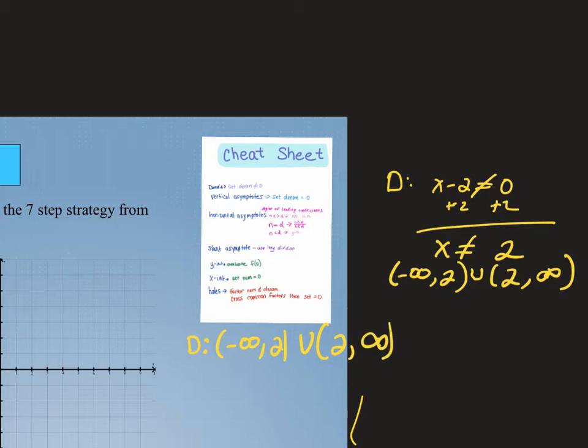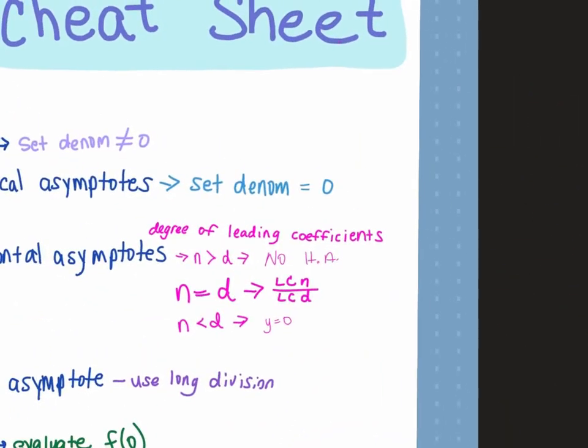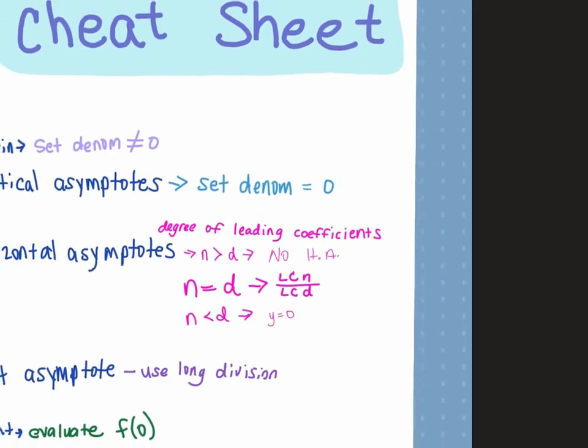Now the next thing, stop me if you have questions. The next thing says vertical asymptote. Okay, so go to your cheat sheet. What do you do to find the vertical asymptote?